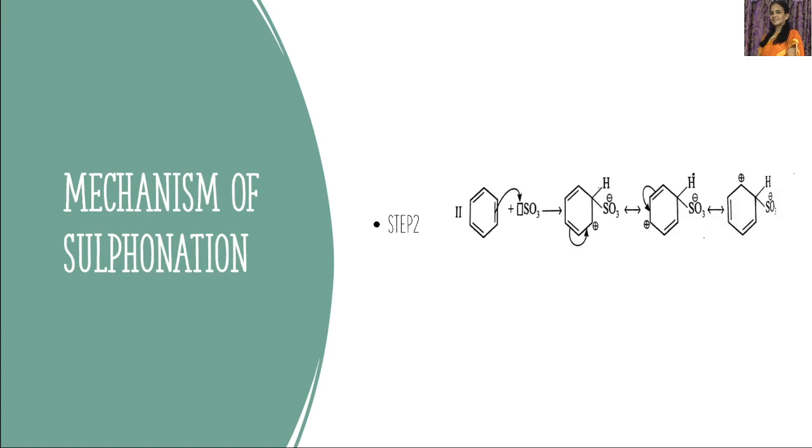And here we can easily see this SO3 is a neutral molecule. Once it is forming a bond with this, it gets a negative charge. One of the oxygen atoms in SO3 gets a negative charge. Now this is the sigma complex, and on SO3 a negative charge is present.